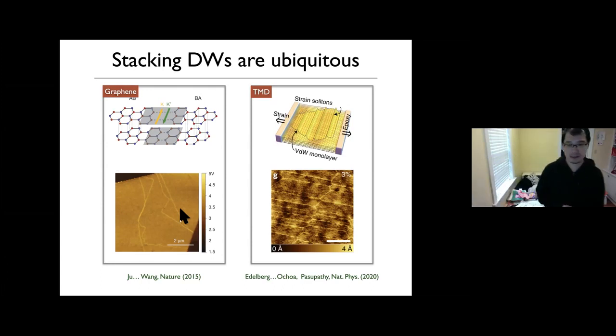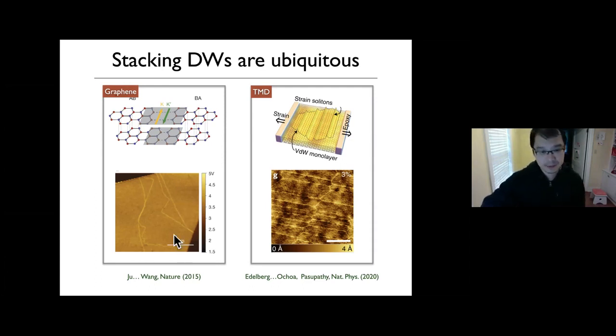Similar physics has also been seen in transition metal dichalcogenides. This work is by Feng Wang's group at Berkeley, and recently Harvey's group at Columbia. What they did is that instead of looking for stacking domain walls, they purposely engineered those stacking domain walls by applying strain to the TMD system. Then they can realize so-called strain solitons. Shown here is an STM image. At 3% strain, you can see those lines are a one-dimensional periodic array of stacking domain walls. This tells you that not only is the stacking domain wall universal, there is also great tunability, either by twisting, by strain, or by some other means.